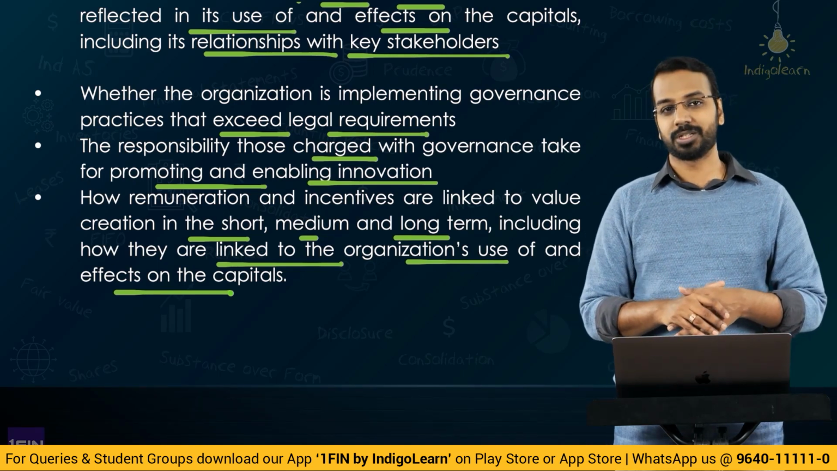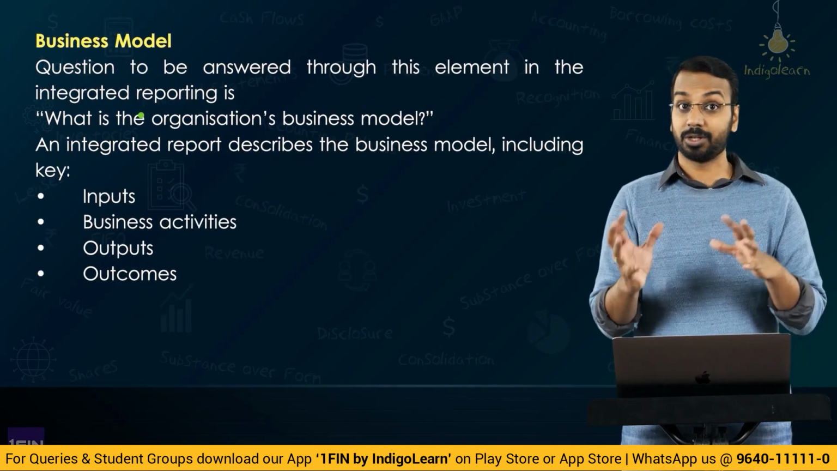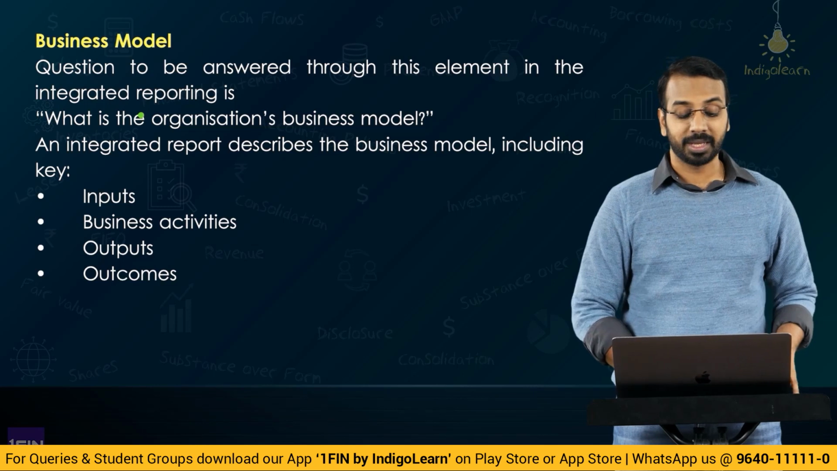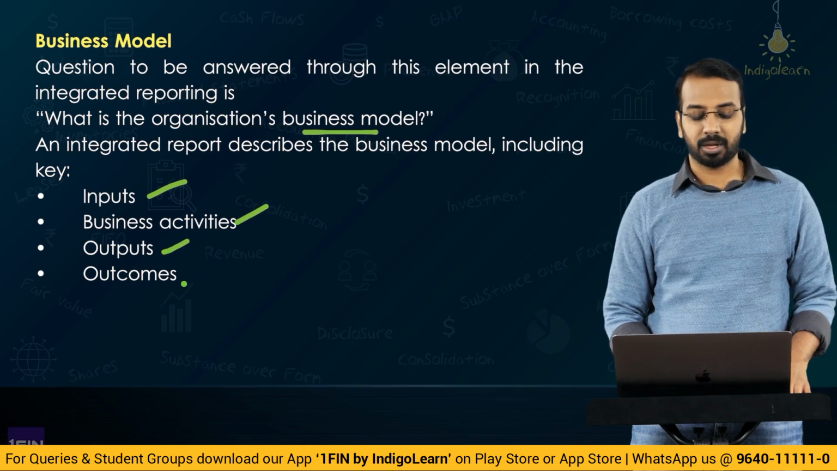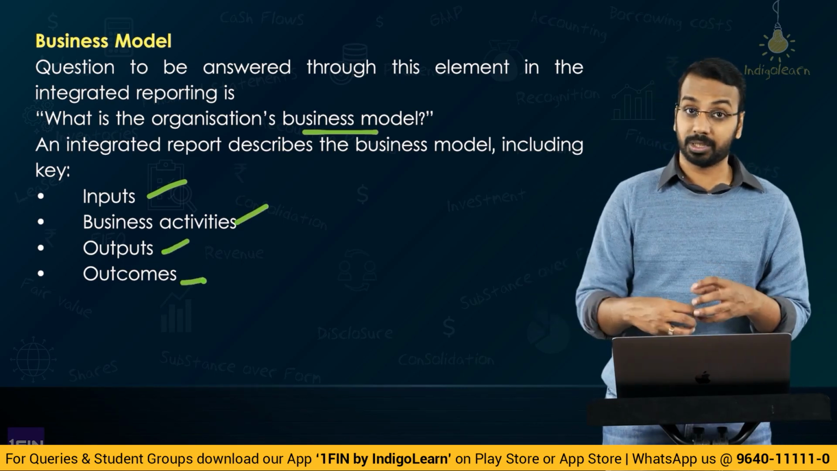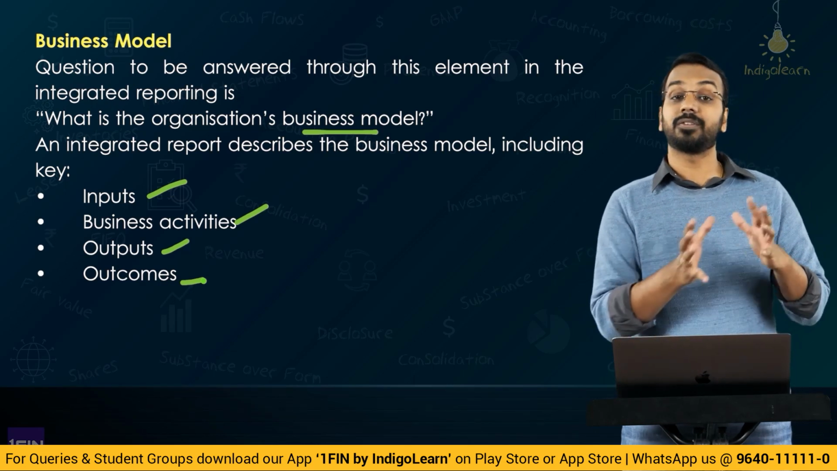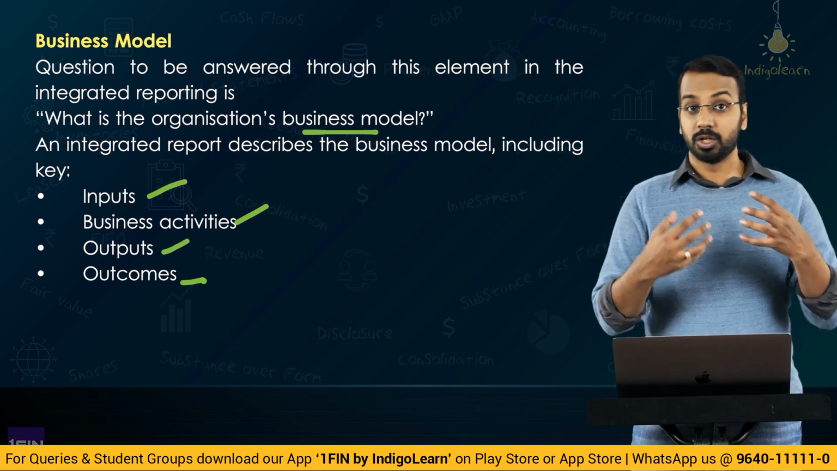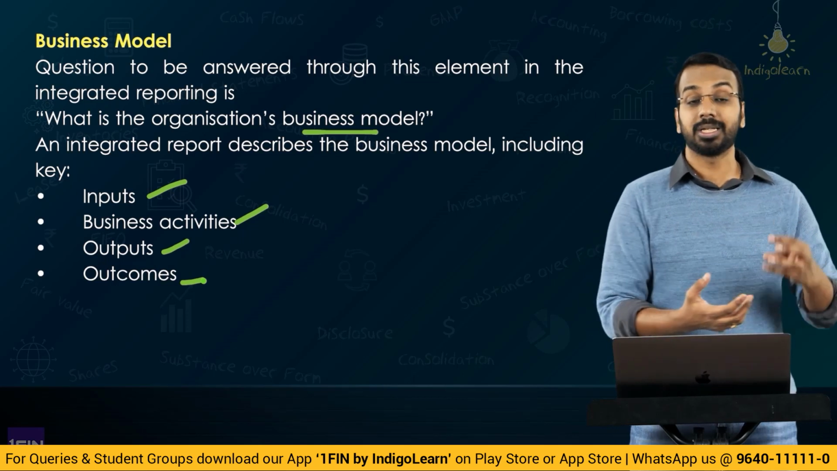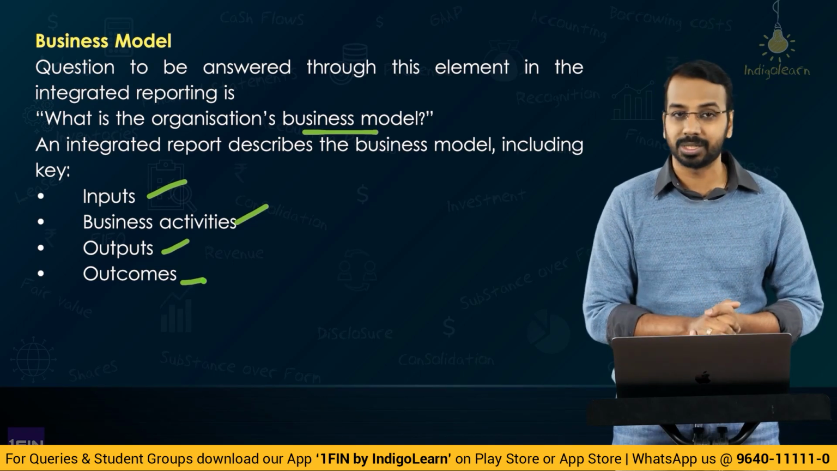Then moving on to the third one, business model. What is the business model? We have understood about business model in Ind AS as well, right? So here you are trying to answer what the organization's business model is. So basically, what are the inputs, the business activities, outputs and the outcomes. Inputs in terms of various capitals, what is the business activity, what do they do, what are the various outputs and what are the various outcomes. Output is the final product or service, outcome is the end result, right? So output could be quality products, and the end result could be that you are enhancing your social relationships, right? So that is what is covered in business model.